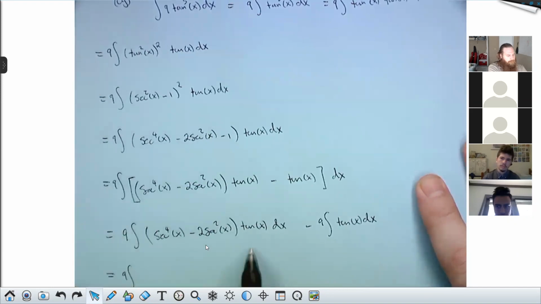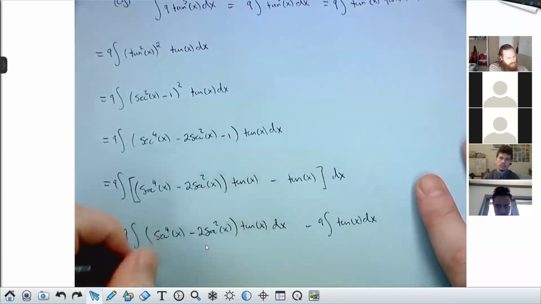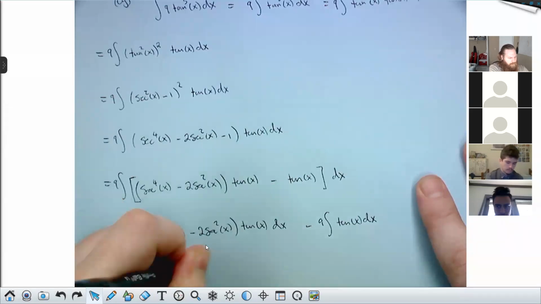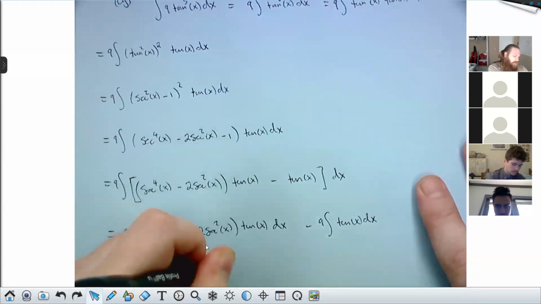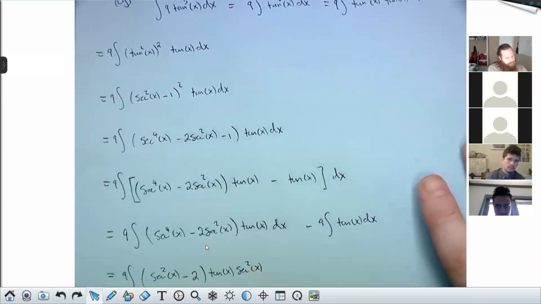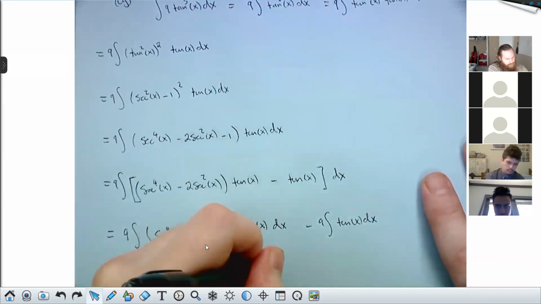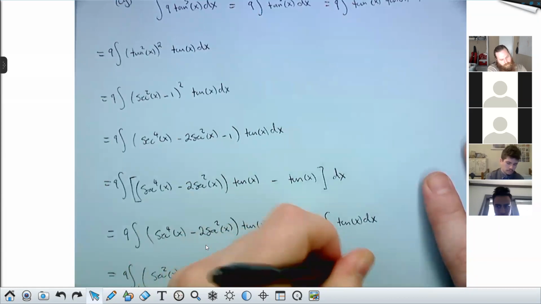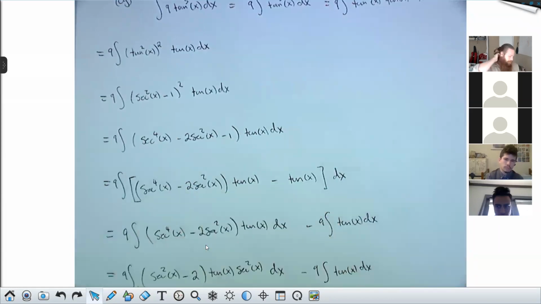What I would do in here is I've got like secant to the 4 times tangent and secant squared times tangent. I'm gonna grab out a secant squared and distribute the tangent back in. So this will become secant squared x minus 2 times tan x times secant squared x dx minus 9 integral tan x dx.